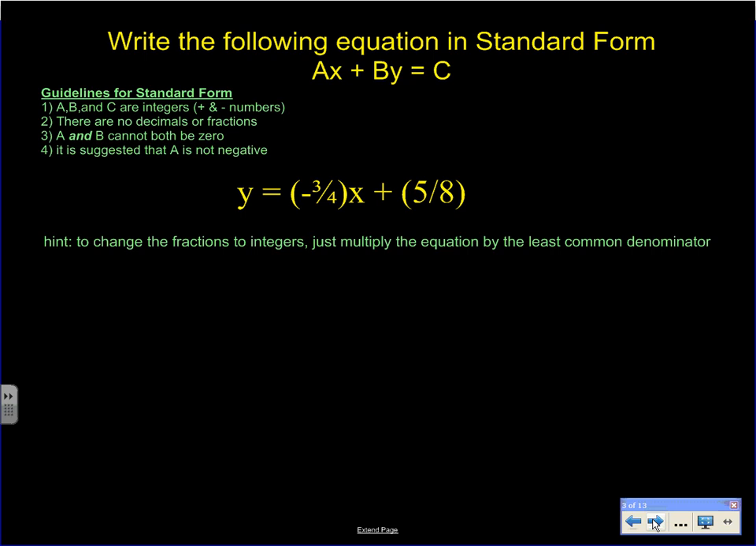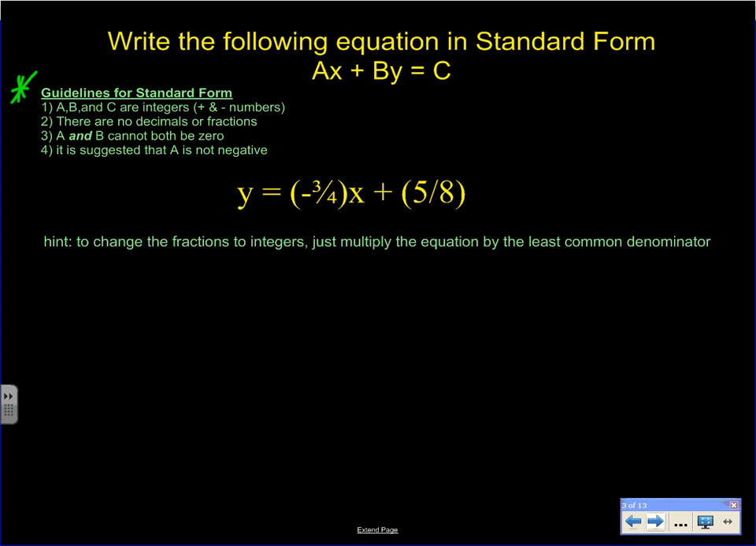We have a situation here where we're going to write the following equation in standard form, and I've written standard form right there for you, so that way you have it. I've also put the guidelines right up here for you, so that way you can follow those along. If you have written them in your notes, then you can also look at your notes too. Might be a little bigger than what I was able to put on the screen. But if we look at this equation right here, we know that this is in slope-intercept form. Negative 3/4 is your slope. 5/8 will be your y-intercept. But what we're going to do is change it to Ax plus By is equal to C.